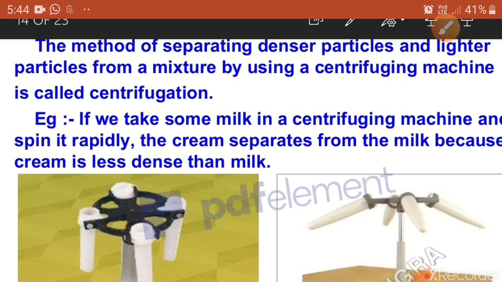So next is decantation. Decantation is also very simple. This process is used to separate a mixture of two immiscible liquids.